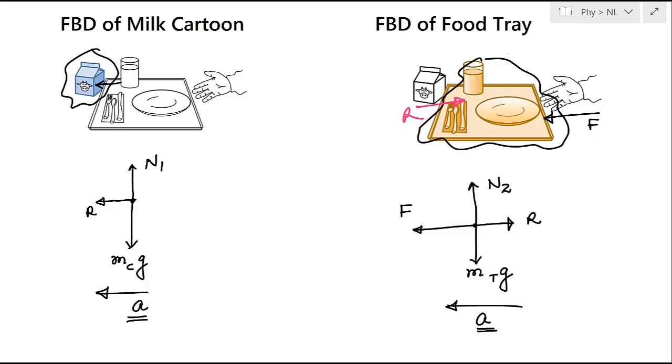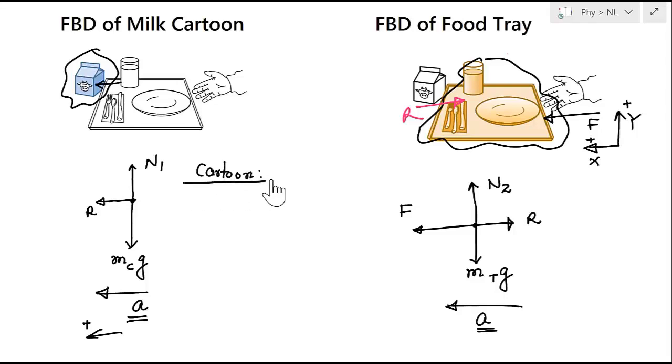Now to apply Newton's second law, we have to choose a coordinate system. So let us choose one: this direction is my x direction, and this is my y direction. This is the coordinate system that I am choosing, because the accelerations are in this direction, and that's why I am assuming this direction is positive. So let us write Newton's second law for the cartoon and tray. Let us first write it for the cartoon.